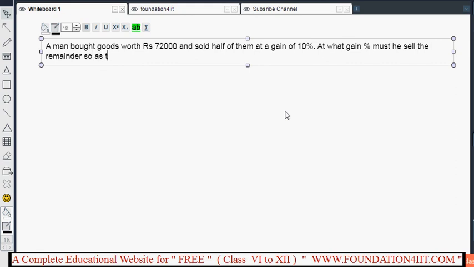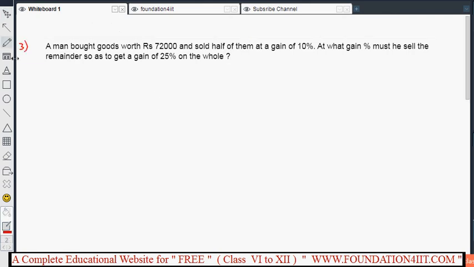so as to get a gain of 25% on the whole? Yeah, so interesting question. If you observe, a man bought goods worth 72,000 and sold half of them at a gain of 10%. So half of them is already sold. At what gain percent must he sell the remaining goods, so as to get the gain of 25% on the whole? So on the first half he got a profit of 10%, but at what rate should he sell the remaining to get a total profit of 25%? Okay, we'll do it step by step.